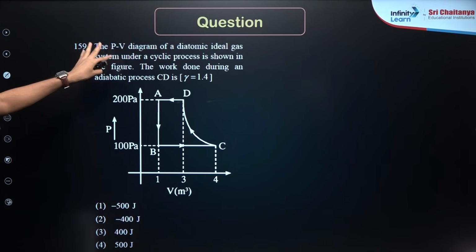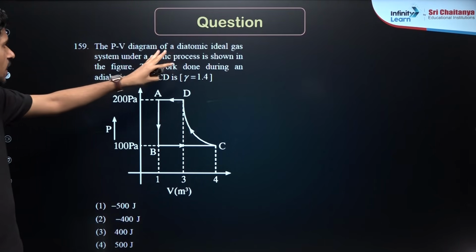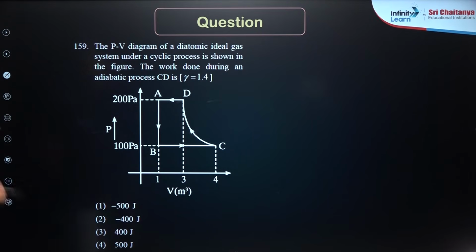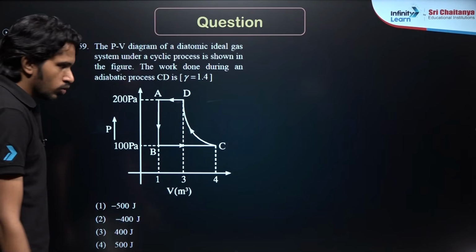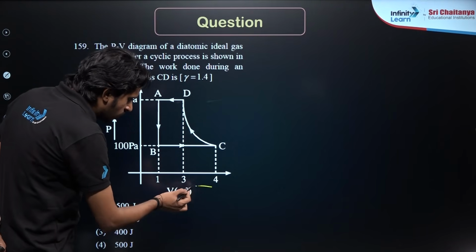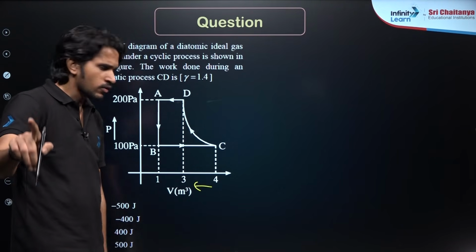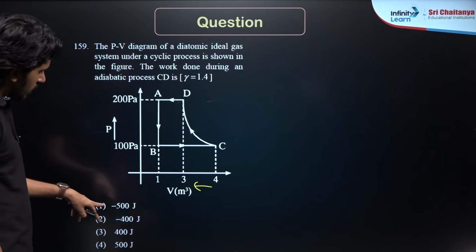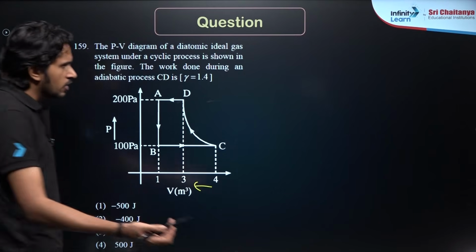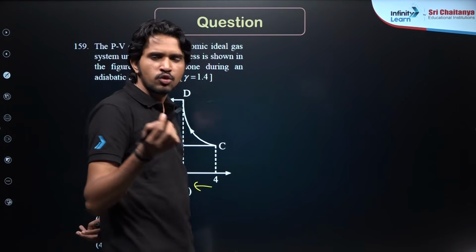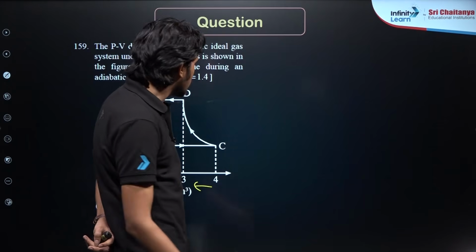In the next problem we have the PV diagram of a diatomic ideal gas system under a cyclic process, shown in the figure. We need the work done during the adiabatic process. See, volume is reducing, which means work will be negative. And we know the formula: (P2V2 minus P1V1) upon (1 minus gamma).